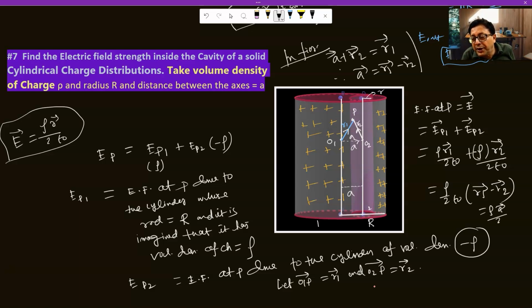It is going to be rho A by 2 epsilon naught. Very interesting. It depends on volume density and the distance between the two axes. It's an excellent problem. It will help you to think and to do some sums on your own. Any cylinder, any sphere, if a cavity is there, the electric field can be determined easily by this vector method.